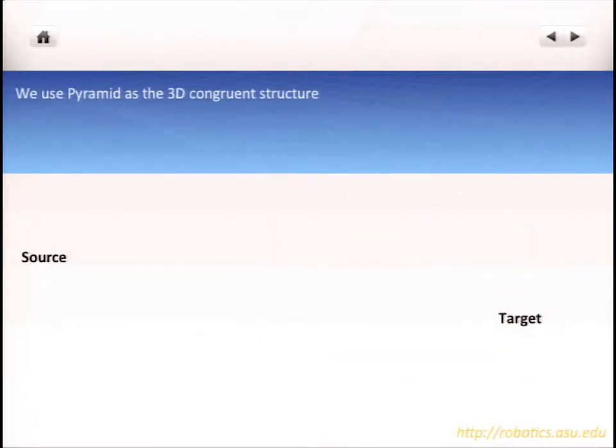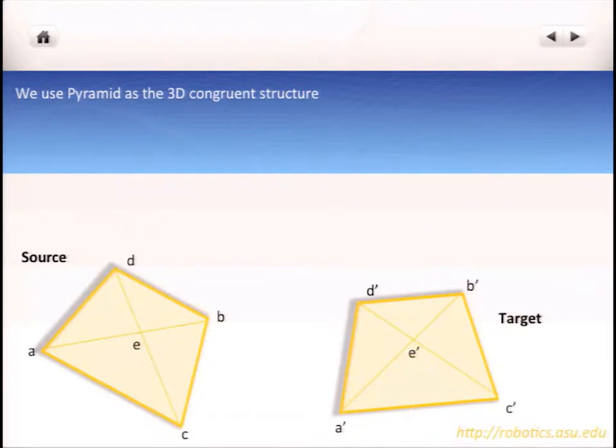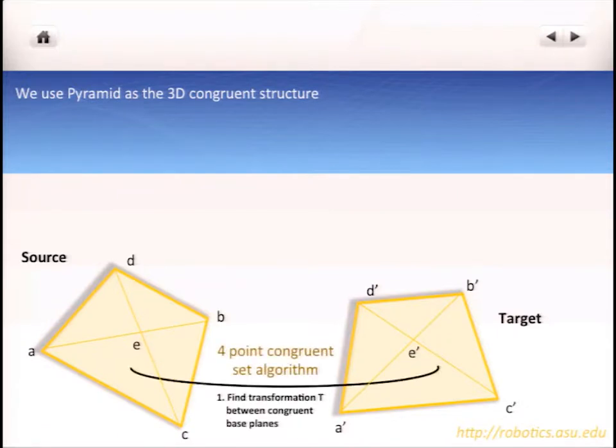The congruent structure used in our algorithm is a pyramid which consists of a quadrilateral base and an apex. Initially, we estimate the congruent bases in the source and the target point clouds using the 4-point congruent set algorithm. And then we estimate the transformation between these two congruent bases using SVD.